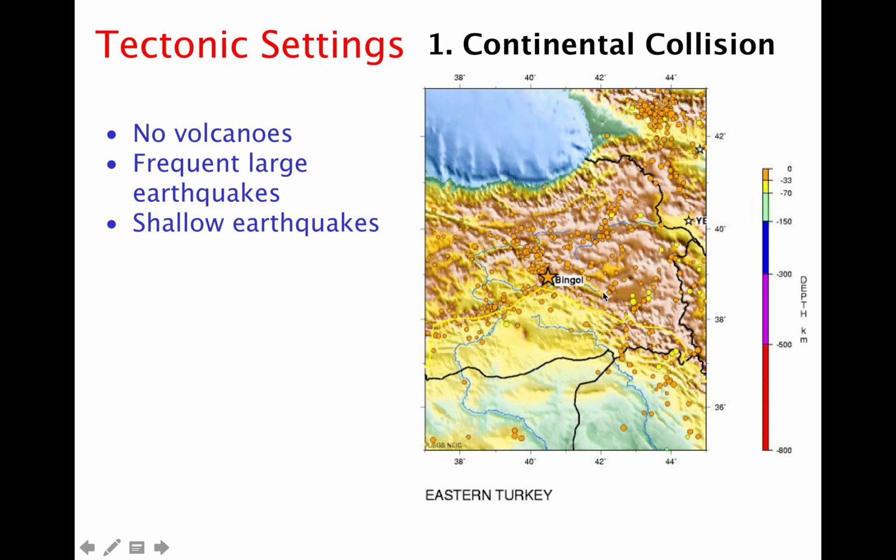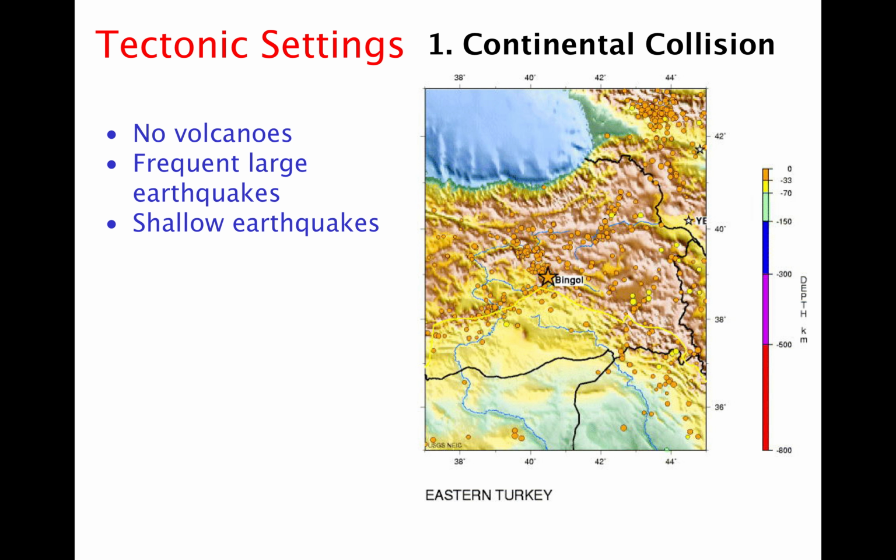All right, so this is in your Moodle page here, the major tectonic settings. The first one is continental collision. As the name implies, this is where two continents, two land masses, basically come together.